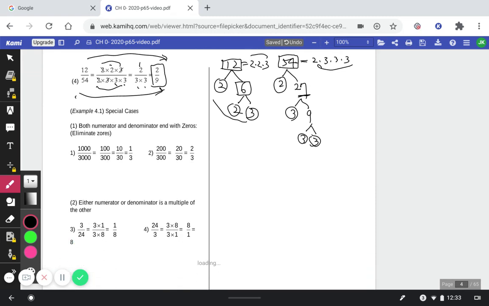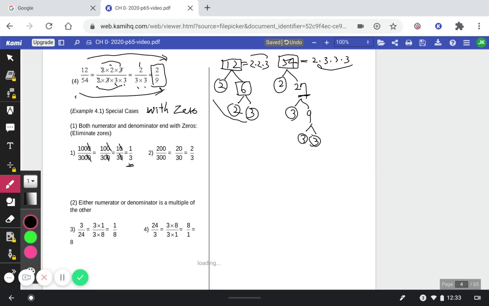Now there are special cases. The special case with the zeros. When you have zeros in the numerator and denominator, rather than doing anything else, you just reduce one 0 on the top and one 0 on the bottom. So you end up with 100 over 300. And then you reduce another zero on the top and zero on the bottom, as long as they both have zeros. You end up with 10 out of 30. And then, again, you have a 0 on the top and 0 on the bottom, so you reduce them. You end up with 1/3.